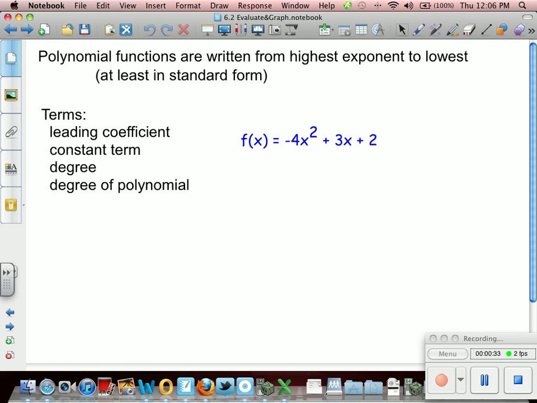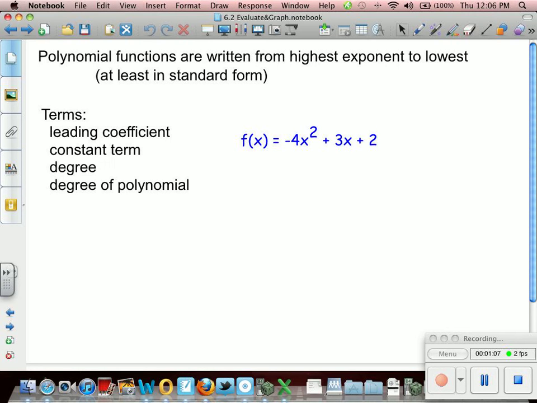All right, so on this one, you're given the polynomial functions, and they are written from highest exponent to lowest. So standard form of a polynomial is to write it from the highest exponent to the lowest. The terms you need to make sure you know, and you should have learned them in Algebra 1, but to refresh you: the leading coefficient, which is the number in front of the variable with the highest exponent, and your constant term, which is a number without the variable.